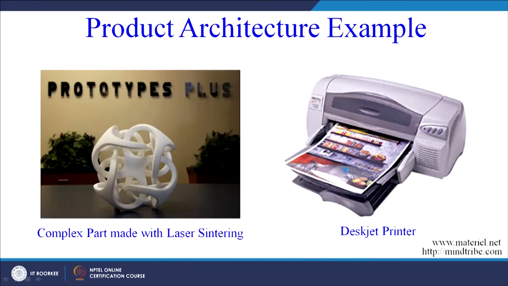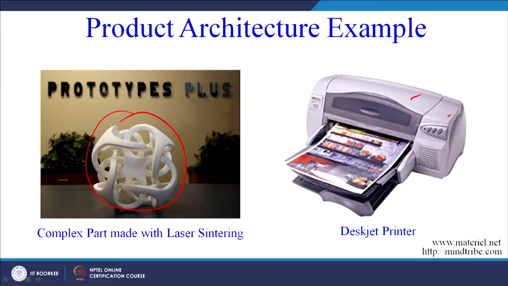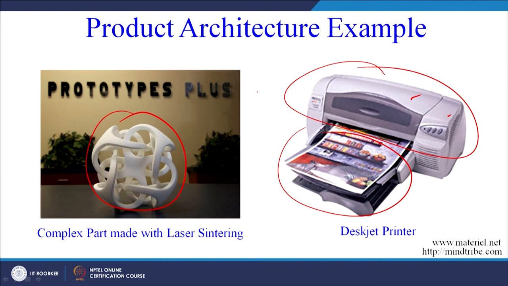So, product architecture, this is an example on your screen. You can see complex parts made with laser sintering. These types of complex parts can be very easily made, which are very difficult to process using the conventional techniques. This is a desk jet printer. We can see here it can also be divided into different chunks, maybe based on the functionality. So depending upon the functionality, the geometrical layout, and the modularity that we want to put into our product, we can have different layouts of the various chunks within the product, and that basically is the objective of defining the product architecture.